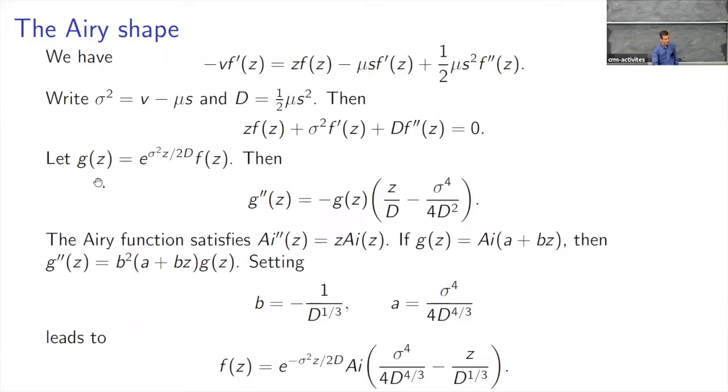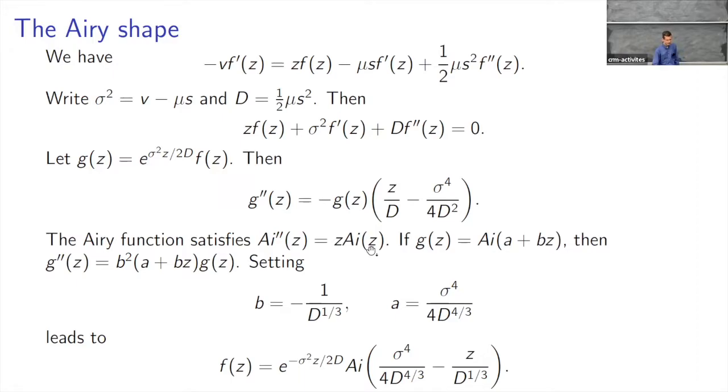And if we write g of z as e to the sigma squared z over 2d times f of z, the function g then satisfies this simpler differential equation. And notice we have g double prime of z on the left-hand side and z times g of z on the right-hand side. And that suggests that the Airy function may play a role, because the second derivative of the Airy function is z times the Airy function.